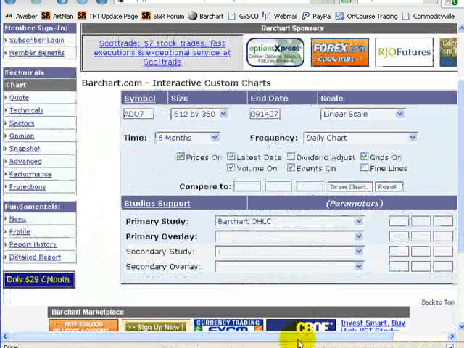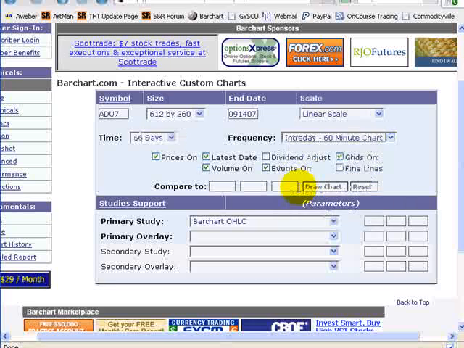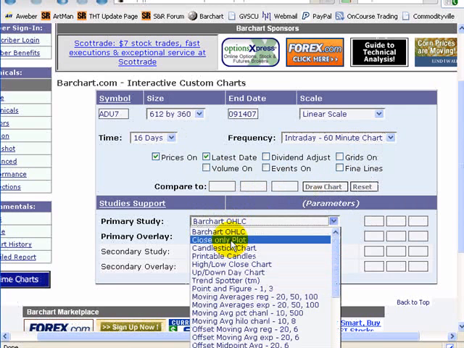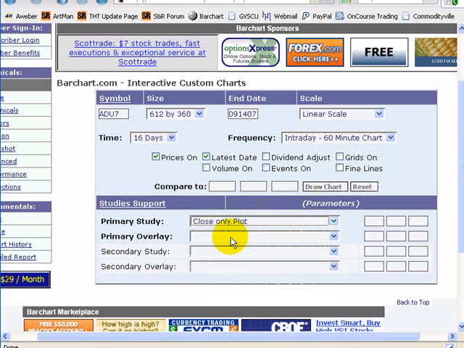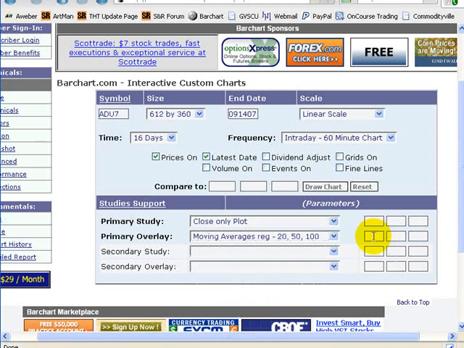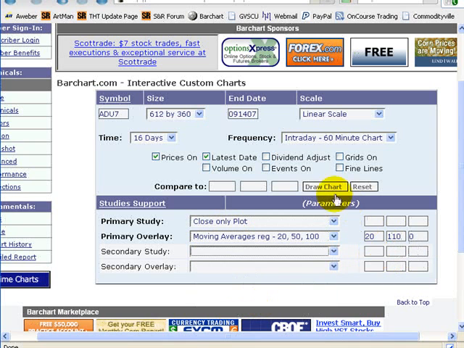Usually what I like to do is take a look at a 60-minute chart. You can turn off the lines, the events and the volume. We won't need that. And rather than see a bar chart, I'll sometimes go with a close-only plot. This is a line chart, and the reason I do that is it gives you a better feel for what's going on in the marketplace. I'll also put my moving averages on, and draw the chart.